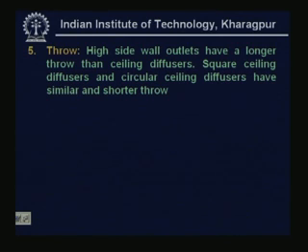Next comes throw. We have already explained what is the throw. High sidewall outlets have a longer throw than ceiling diffusers. Square ceiling diffusers and circular ceiling diffusers have similar and shorter throw. Okay, so these are the characteristics of different devices. So depending upon your throw requirement, you have to choose accordingly. Then noise level. Okay, so obviously this is very important.